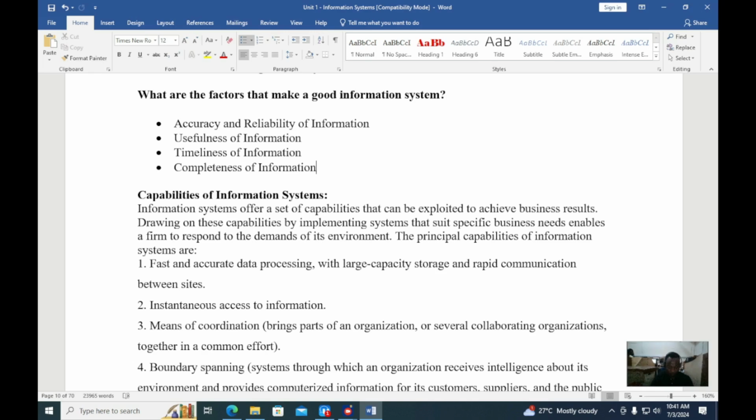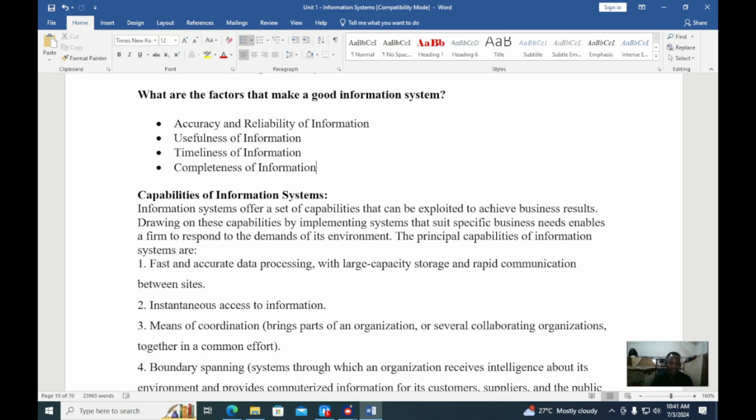Number 4, good information systems should give information that is complete. So the completeness of information is very important. If I just come and tell you, hey, somebody is calling you, or hey, see the manager, and I leave, and maybe you are new, you don't even know where the manager's office is, that information is incomplete. So we need complete information for us to be able to carry out our normal operations. So a good information system should give information that is complete.